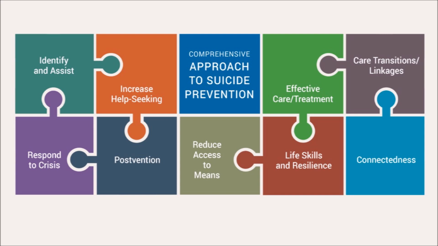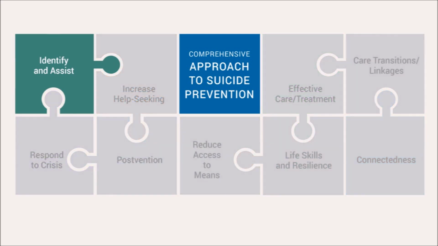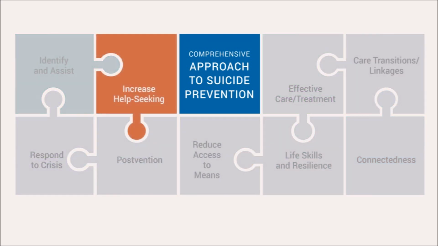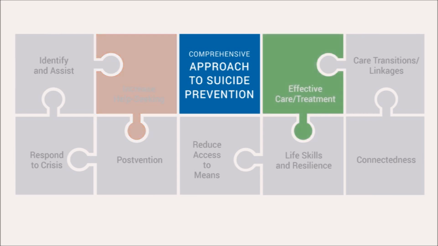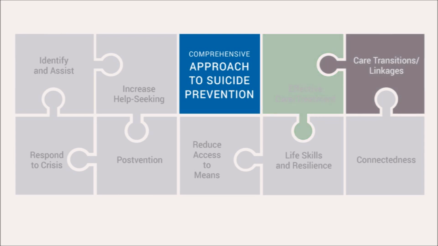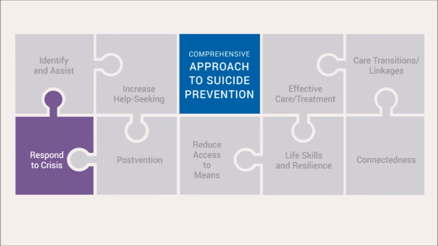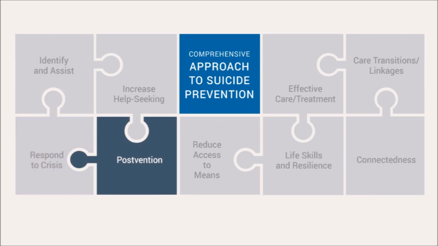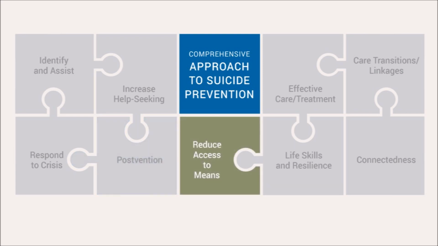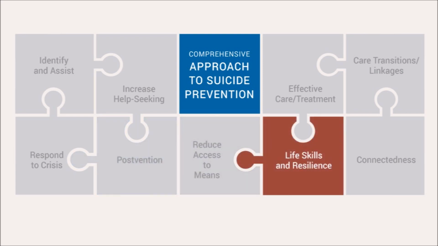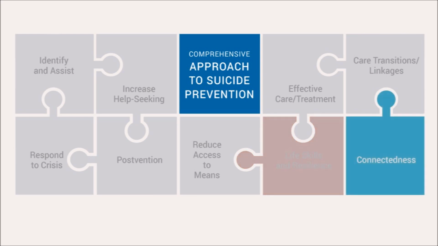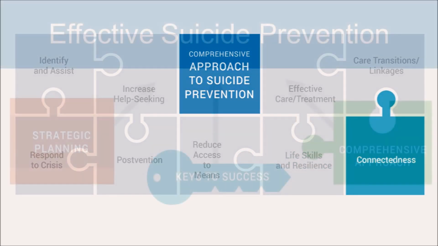The 9 strategies are: identify and assist persons at risk, increase help seeking, ensure access to effective mental health and suicide care and treatment, support safe care transitions and create organizational linkages, respond effectively to individuals in crisis, provide immediate and long-term postvention, reduce access to means of suicide, enhance life skills and resilience, and promote social connectedness and support.